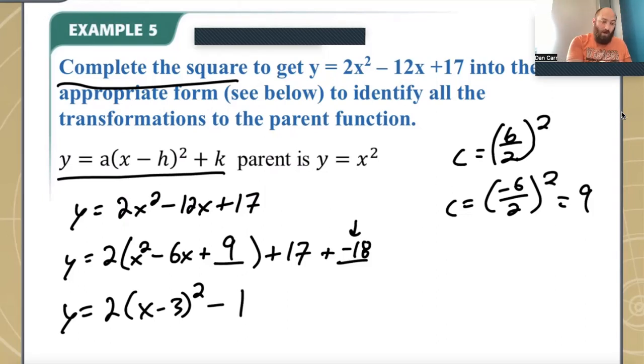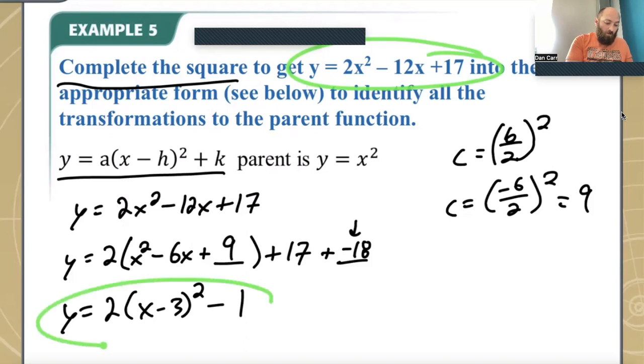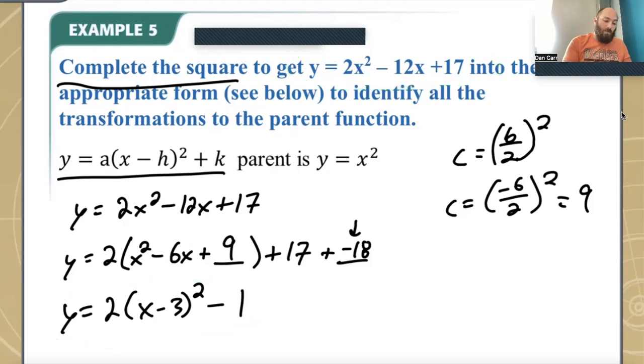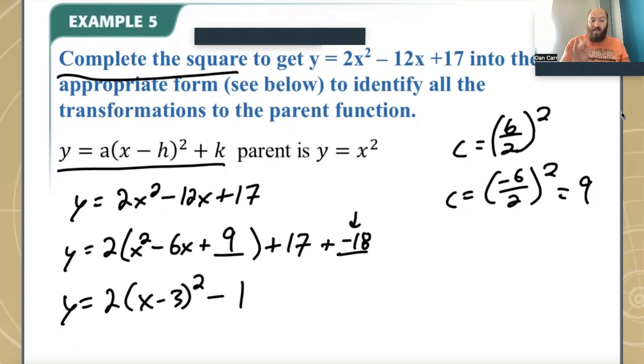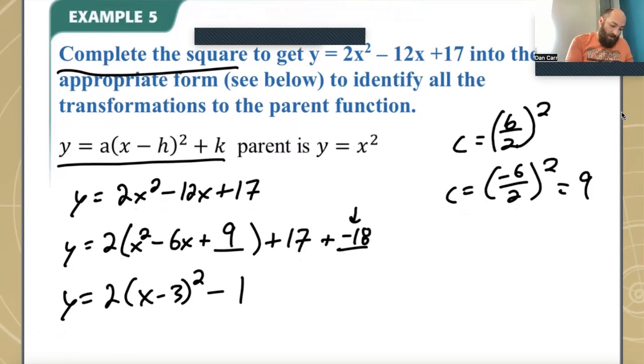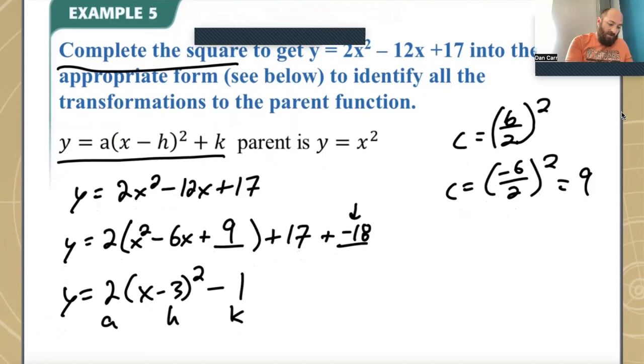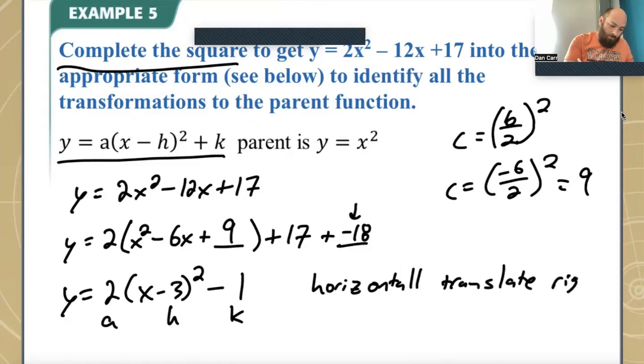So that's my completing the square. These two functions are equivalent. It's just they're in a different form. So transformations, I've got 3 things going on. Here's my h, my k, and my a value. I like to start from inside the parentheses and work it out. So we'll go h, a, and then k in our description. So because it's a negative 3 inside, this graph is going to horizontally translate right 3.